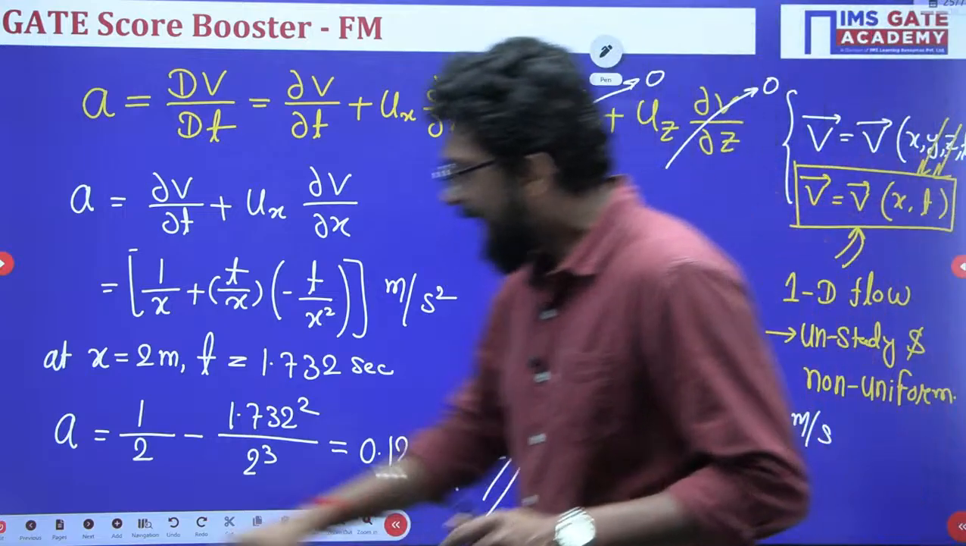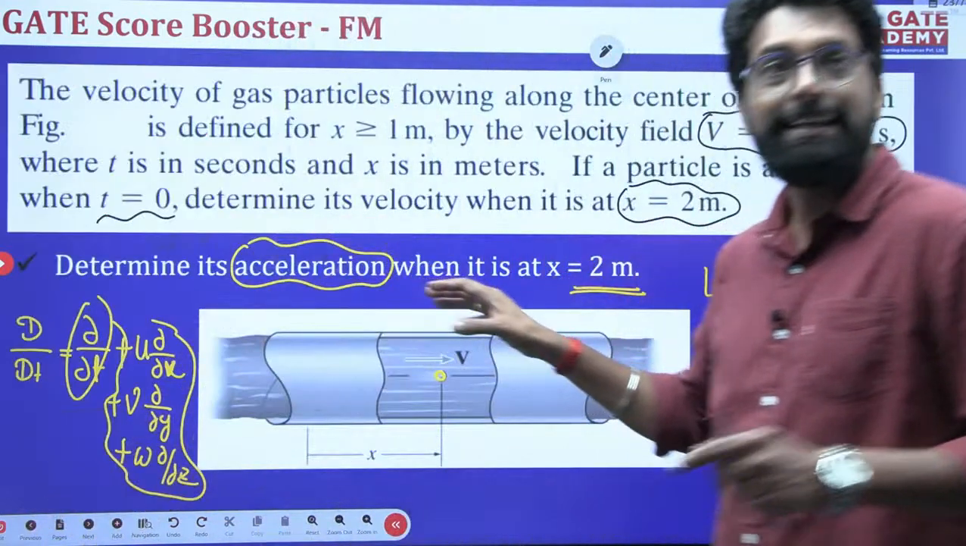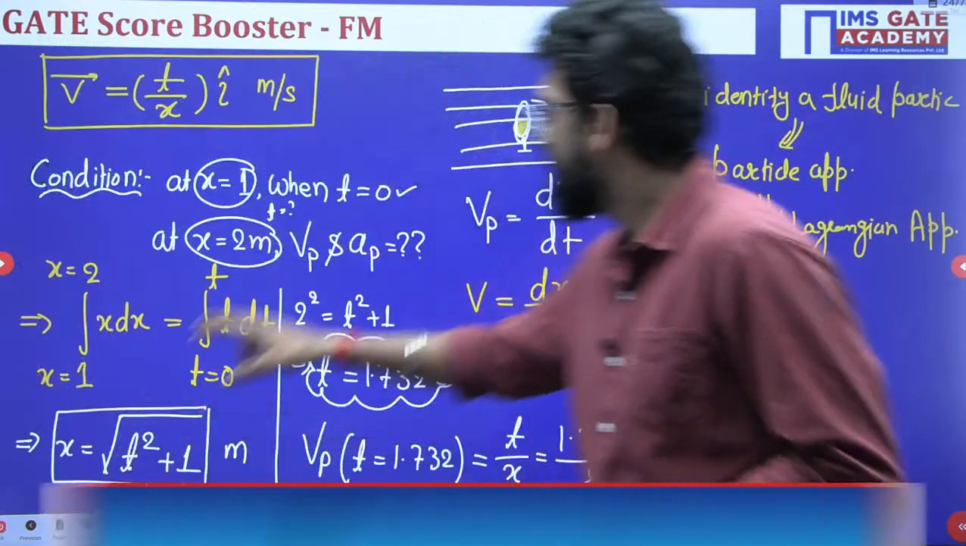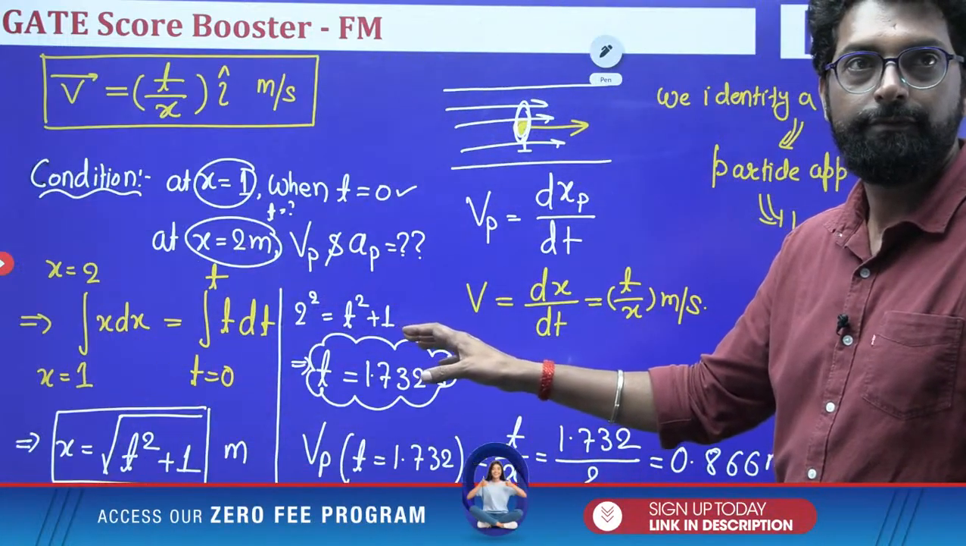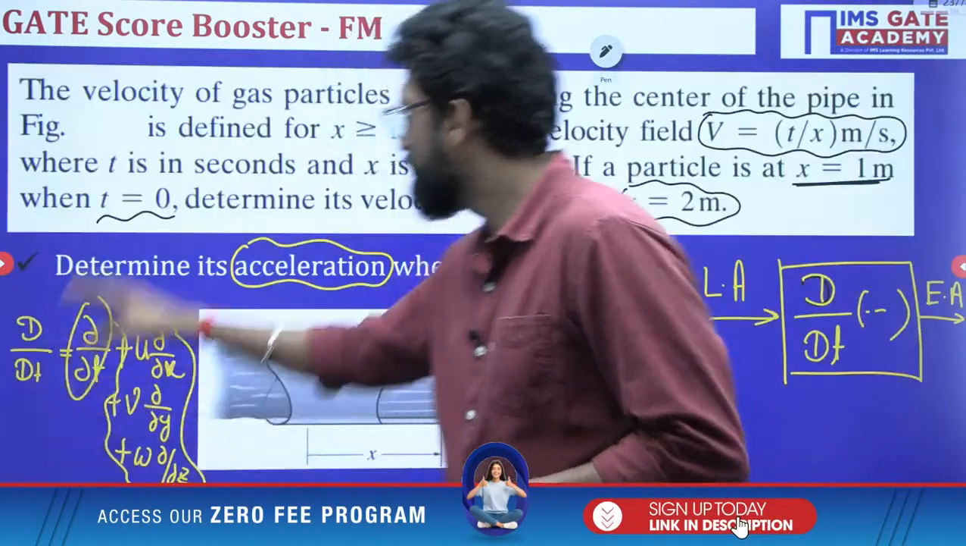So what we learned here is what is Lagrangian, what is Eulerian and how we apply them. Okay, if there is any particle approach, how to identify it?